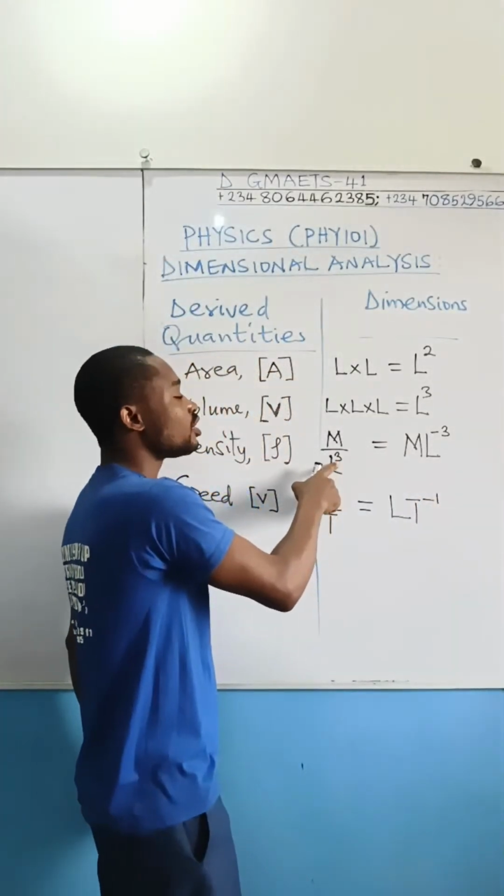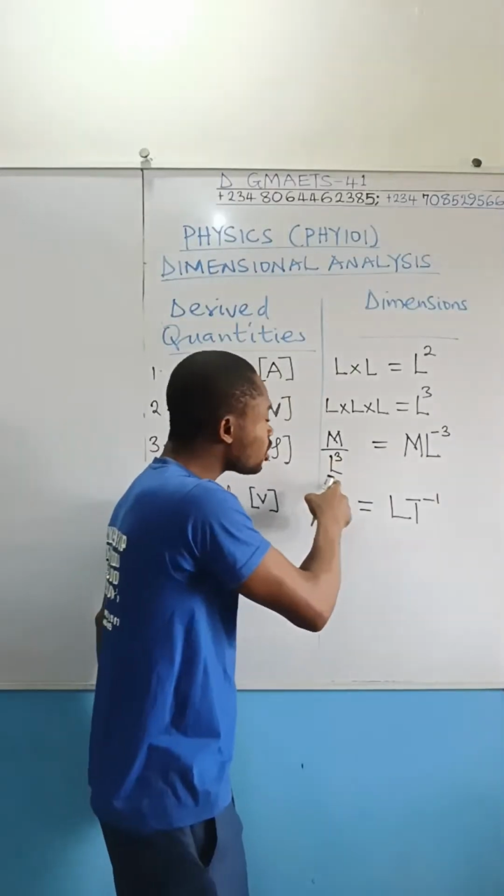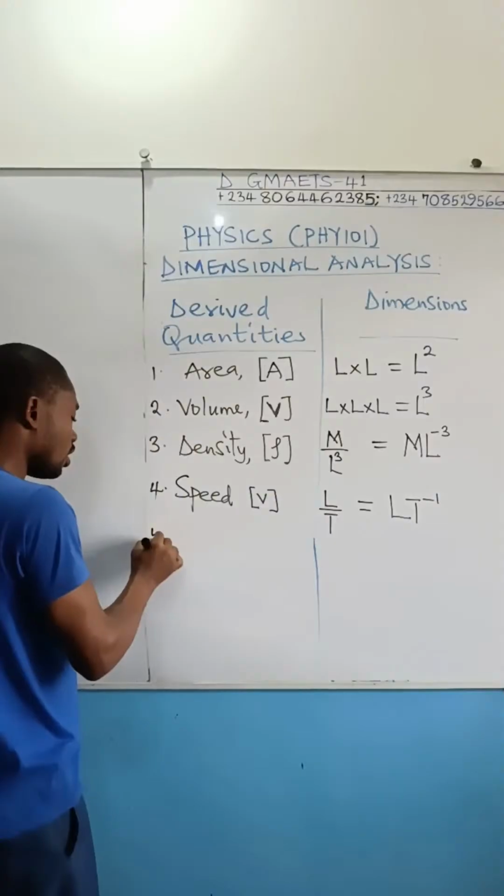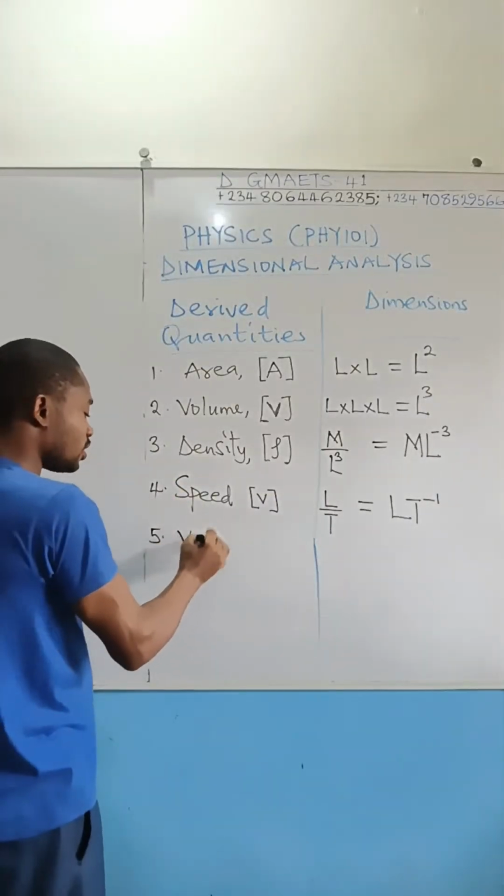That was what happened to this power 3. Once L cube goes up, this positive 3 will change to negative 3. Number 5, velocity.